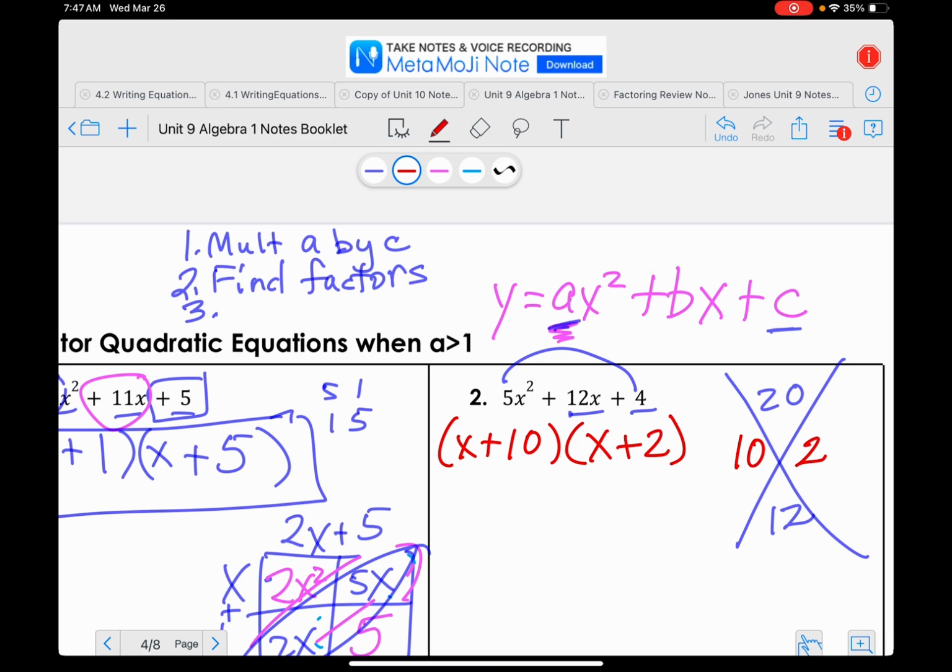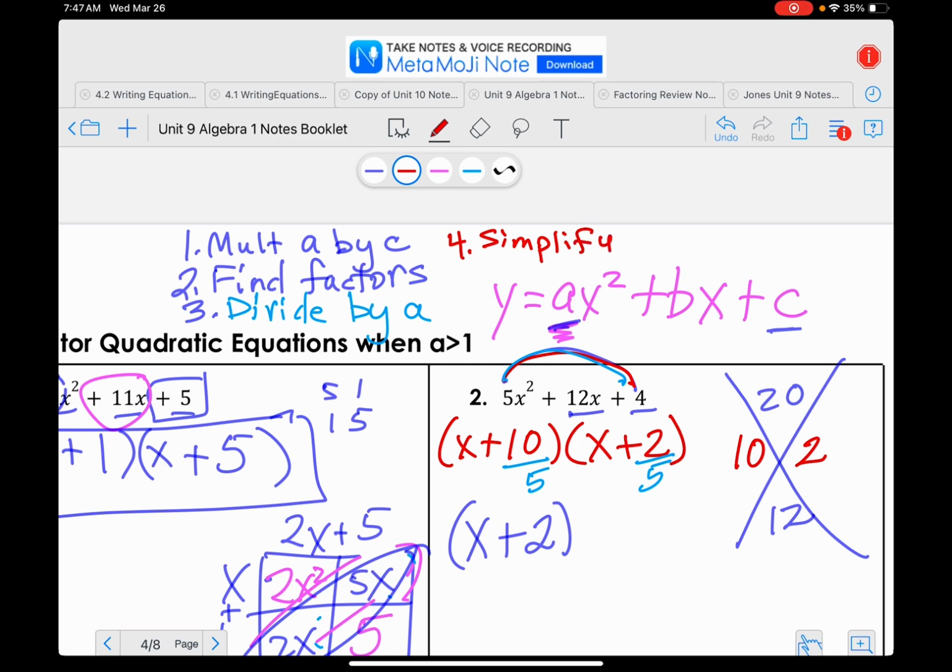Now that I've found them, I multiplied that 5 by the 4. I've got to undo that. I've got to divide the 5 back out. So I'm going to divide both things by a, by 5, because I started off multiplying by 5. This one divides nicely. 10 divided by 5 is 2. And here's a very important step that a lot of people get wrong because they miss this. This does not work if you don't do this step.